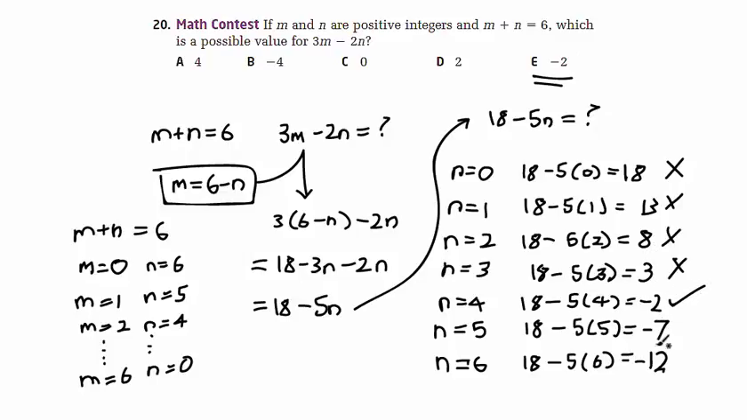But just to make sure, let's do the other two to make sure we did this right. Do we have a minus 7 here? We do not. And do we have a minus 12? No. So E is the correct answer.